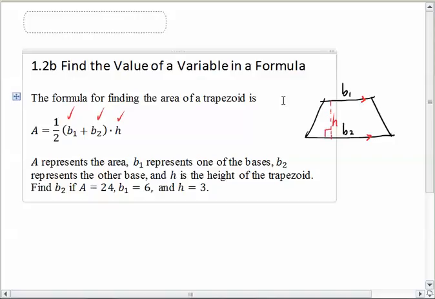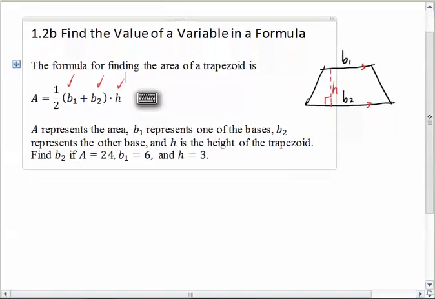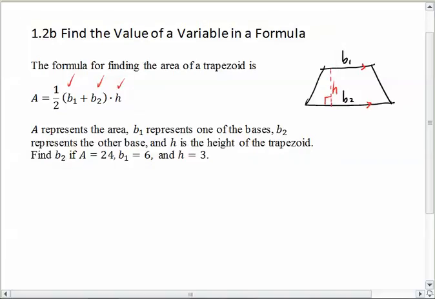So let's go ahead and solve for B2. This relates to the last video, the 1.2a, because in the last video we were solving a formula for a specified variable, and this time we're going to be basically doing the same thing, except we're going to be getting an answer instead of just getting a particular something as a function of this. In other words, getting that letter alone, we're going to be getting a value.